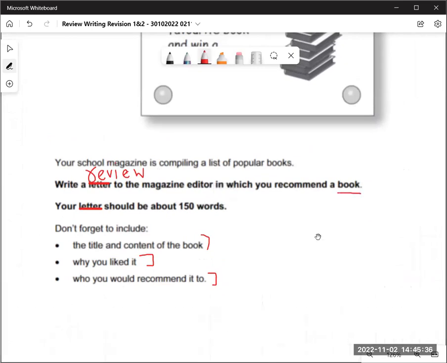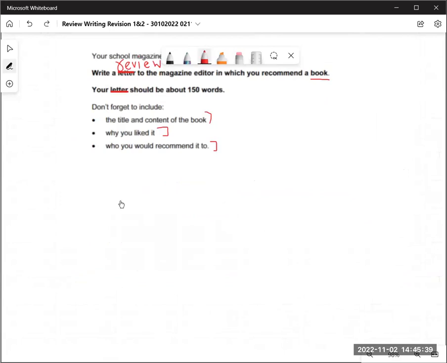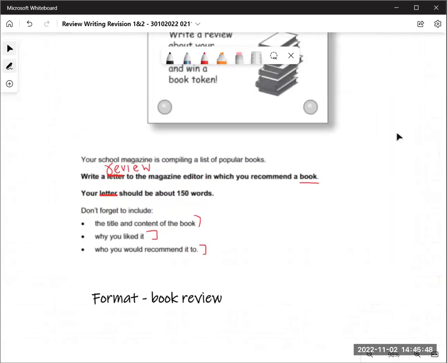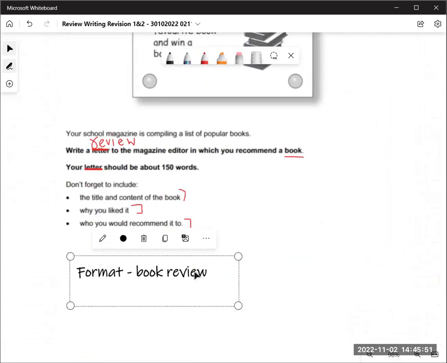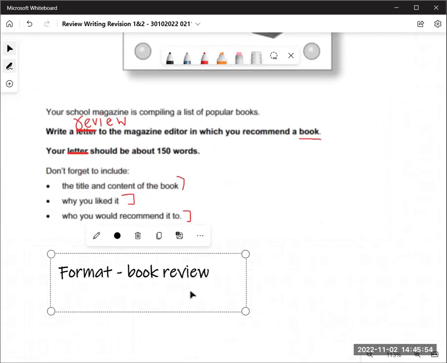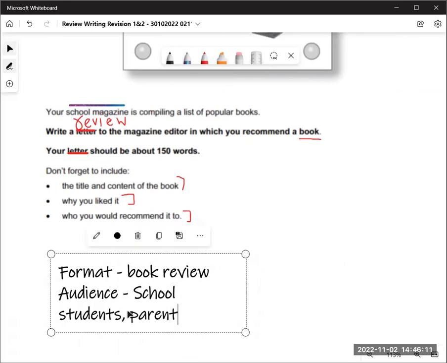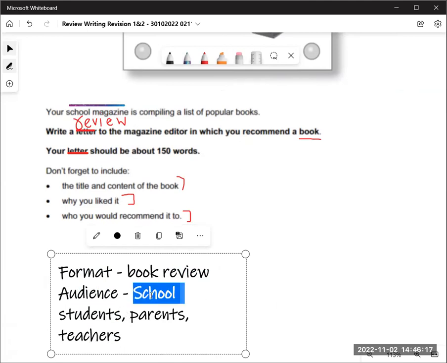Now it's about a book. So what kind of review is this? Let's write the format, purpose, audience. The format is book review. Who are you writing to? Or what kind of people are going to read your review? Quick, any suggestions? Luna? Audience. In this case, the audience are going to be school students, because it's a school magazine. Parents, teachers, students, all of these.